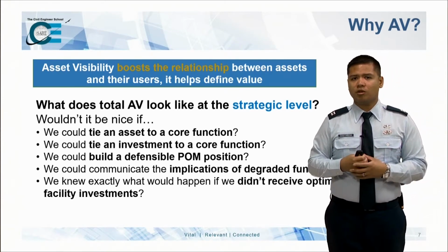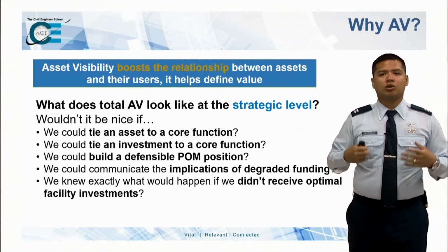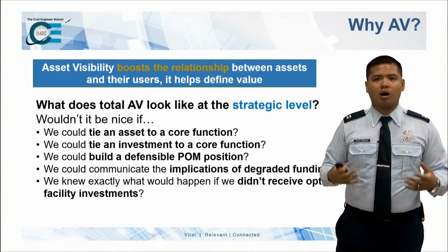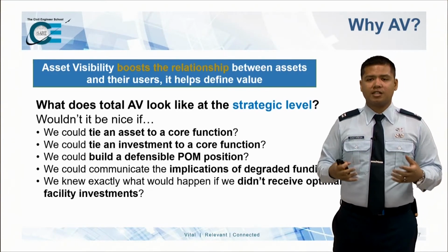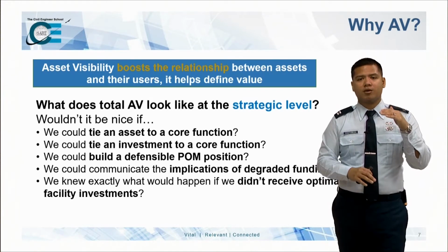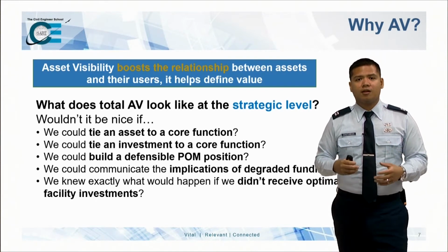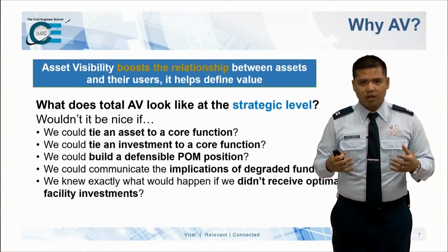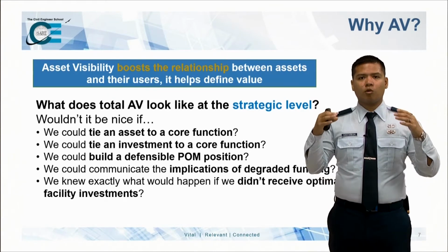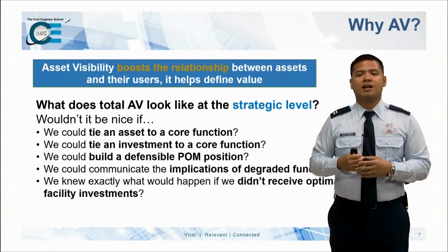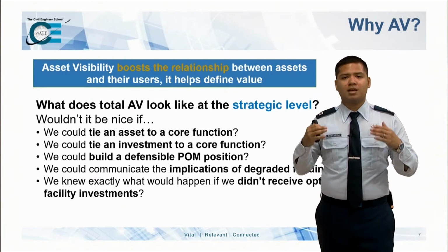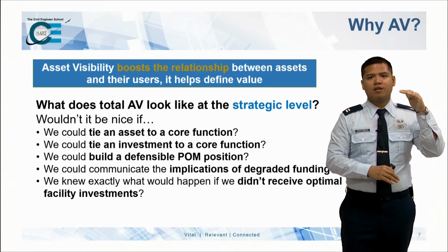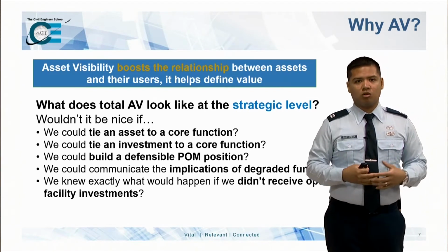So at the strategic level, we can start to tie an asset to a core function, tie an investment to a core function. We can build a defensible POM position. POM is Program Objective Memorandum, and that's basically all the requirements that we have for our assets. And once we know what those requirements are, we send those up through the activity management plan process. And at the big Air Force level, at the strategic level, we can say, for the Air Force, in order for us to maintain our assets, this is every single requirement that we have, and this is how much money we need in order to execute those requirements.